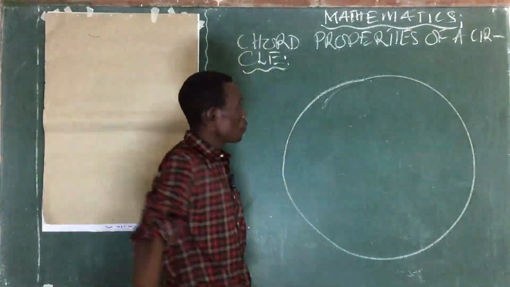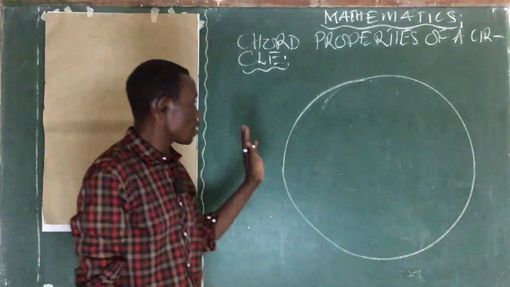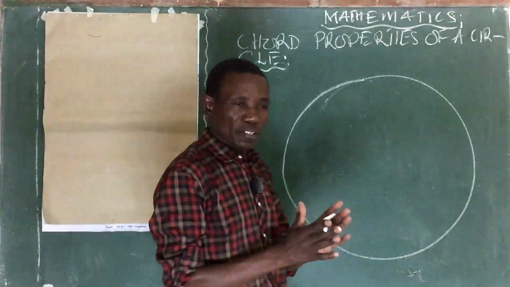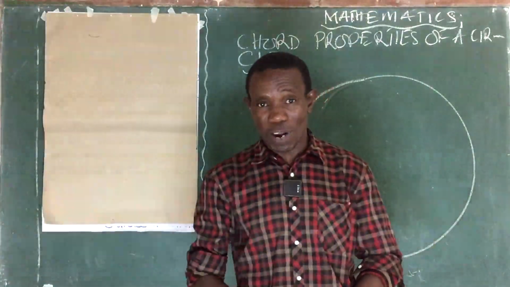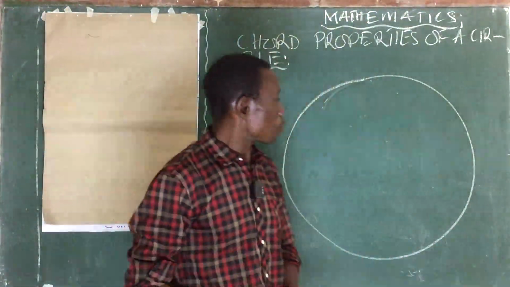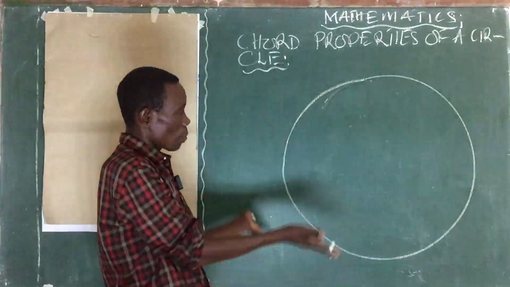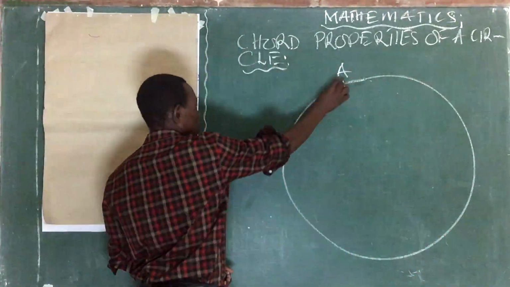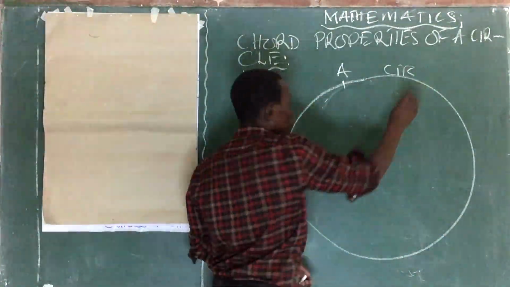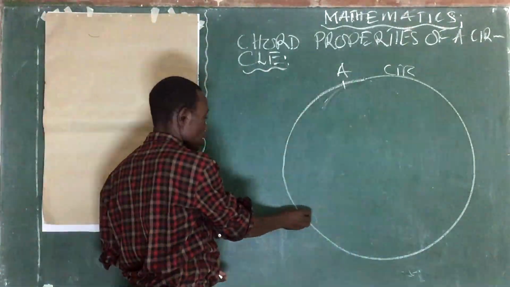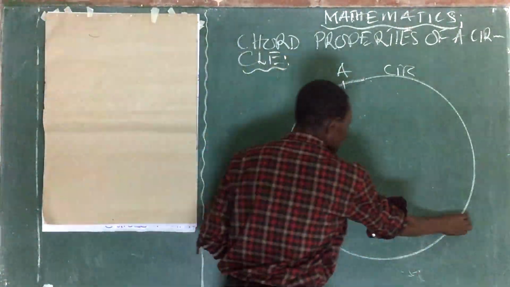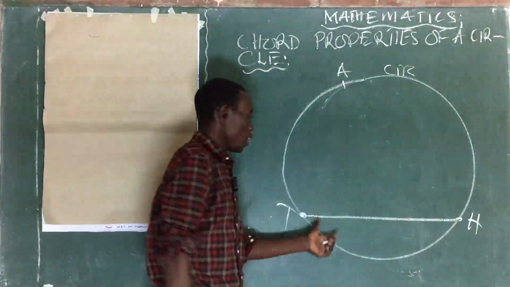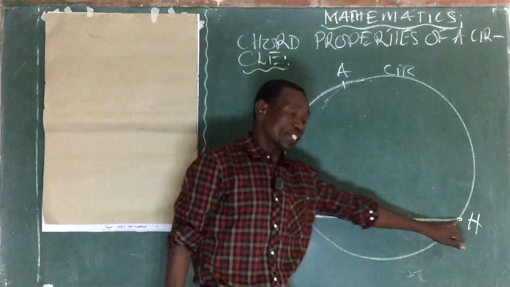On the parts of the circle, the variable we're going to discuss is the chord. A chord is any line that connects two points on the circumference of a circle. Here, this is my circle. The distance from a point, maybe A, where you move and come back to the same point, is defined as the circumference. Now if I connect any two points, say point T and point H, the line I get is a chord. So we call TH the chord.